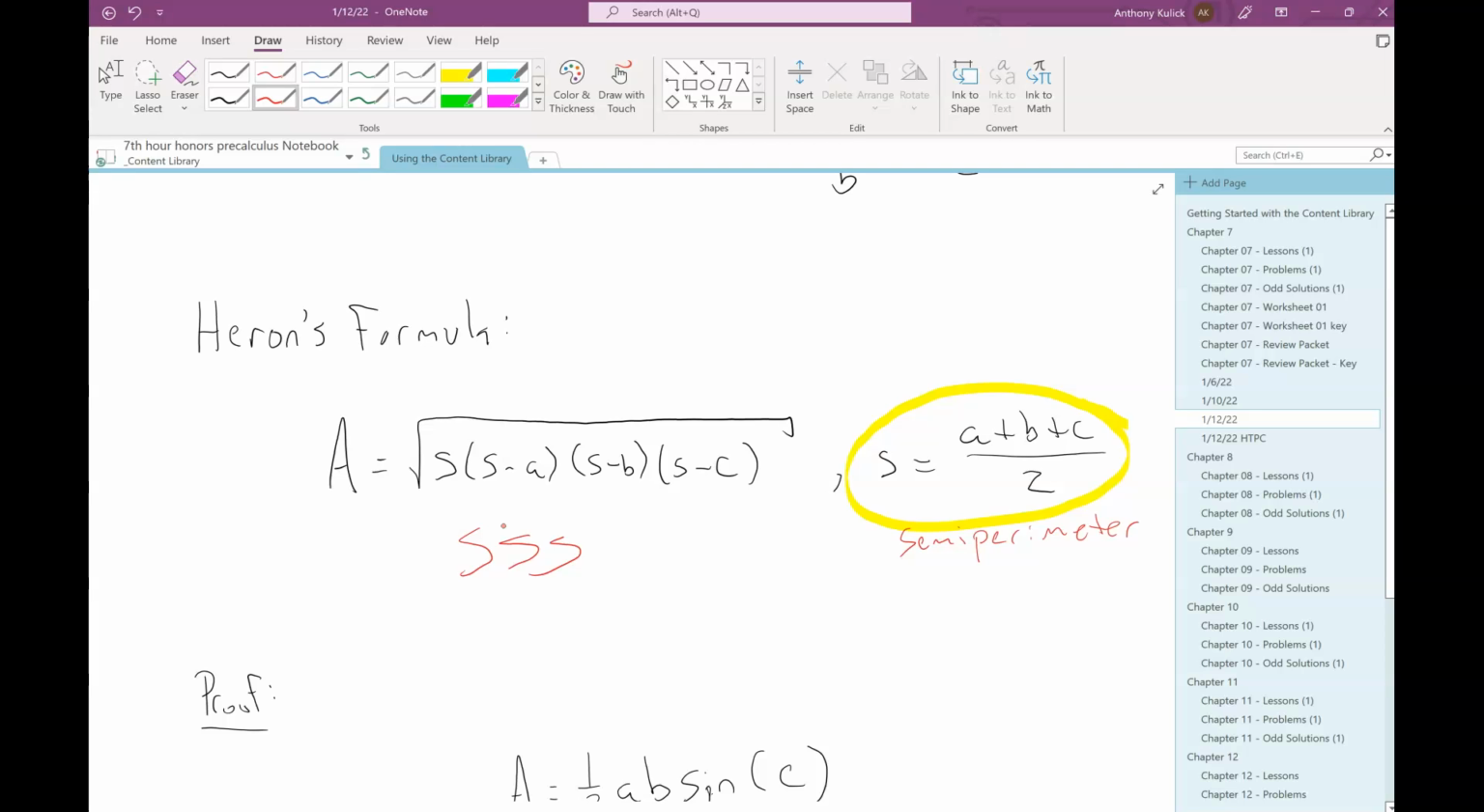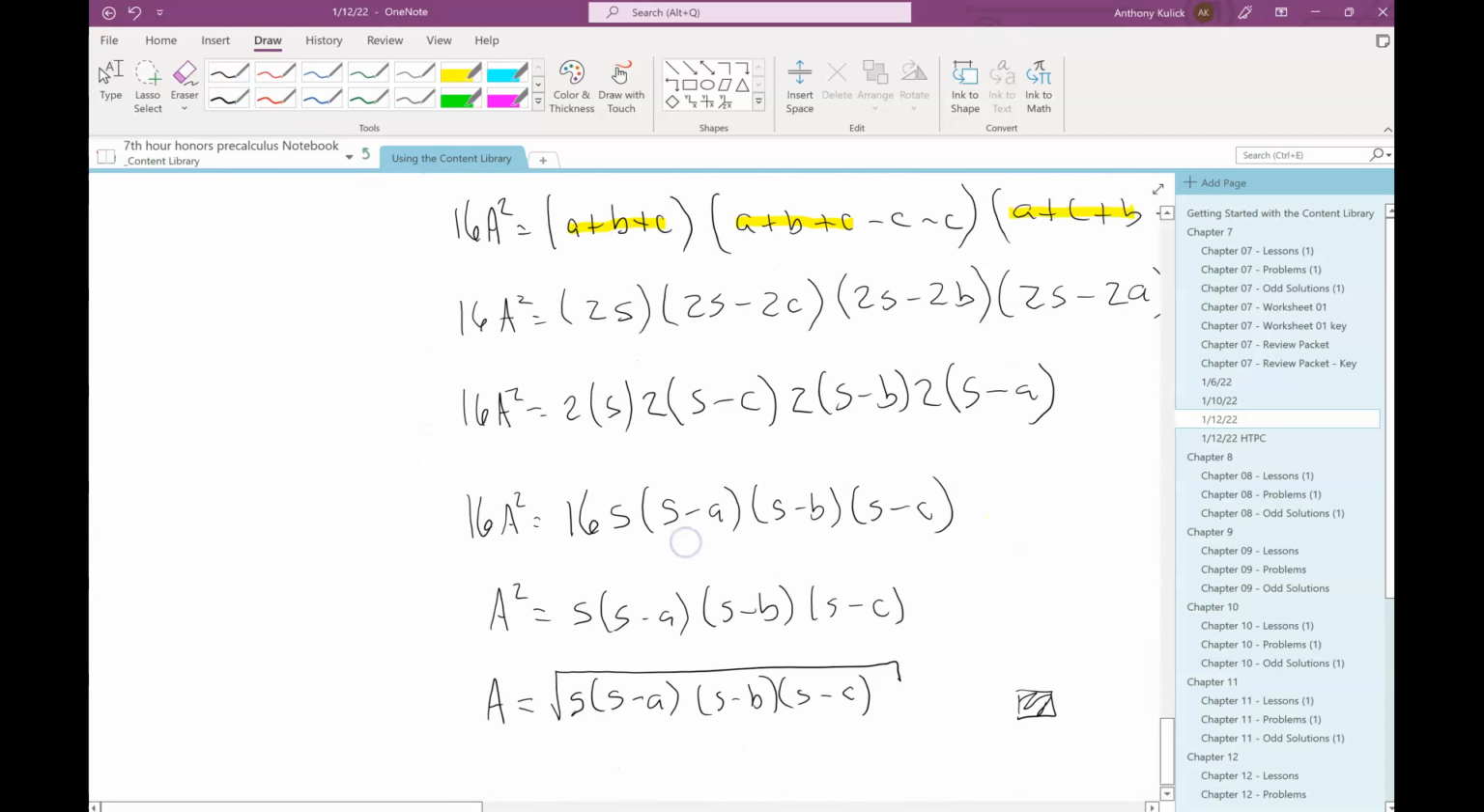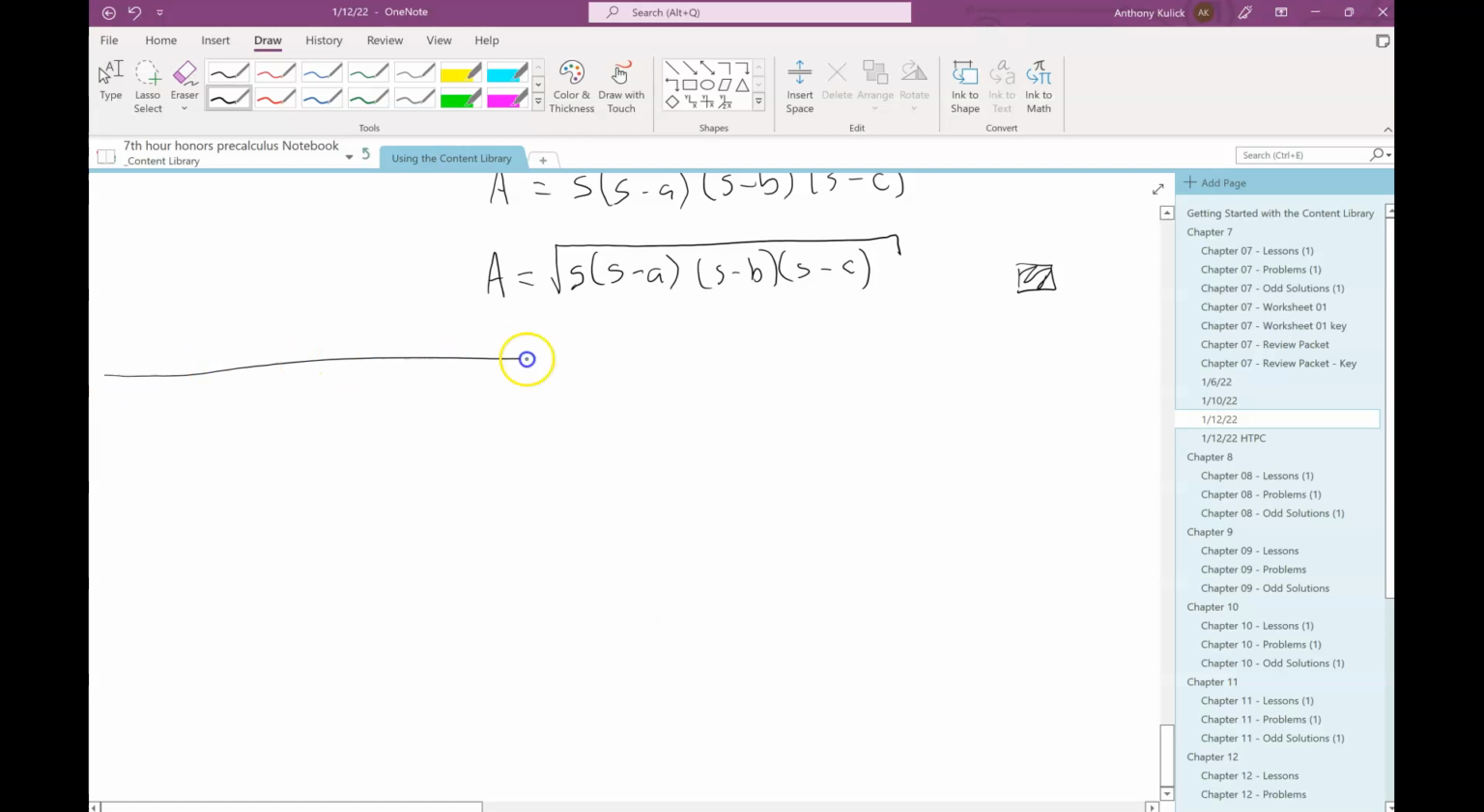You know what I mean? It's just another little get out of jail free card. Okay. Let's go and do a couple of numeric examples.